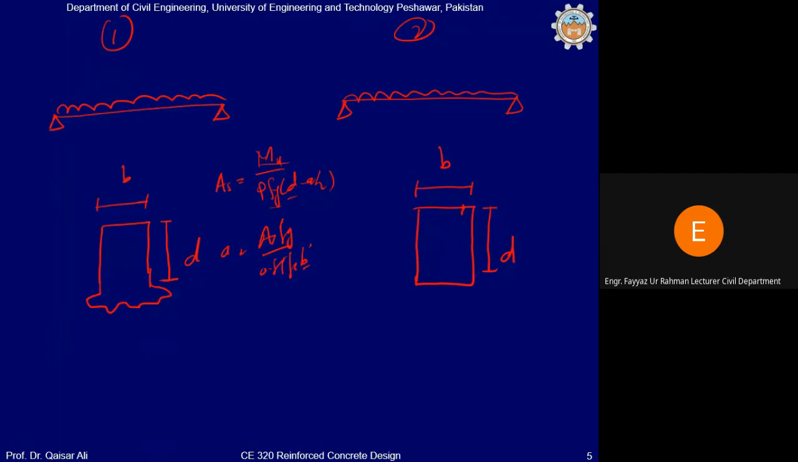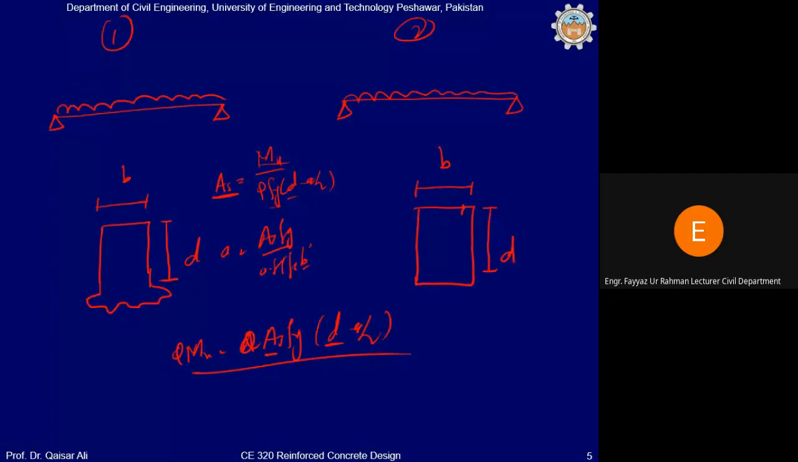Both are having the same geometric and material properties, and the loading condition is also the same. So the design reinforcement coming for both the sections will be the same, and consequently the flexure capacity of both the sections will also be the same, because the flexure capacity phi Mn will be equal to phi As Fy (d minus a/2). So if both are having the same d and same As, it will have the same flexure capacity. Clear?